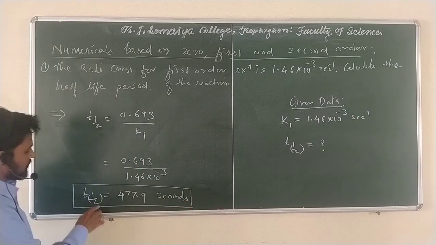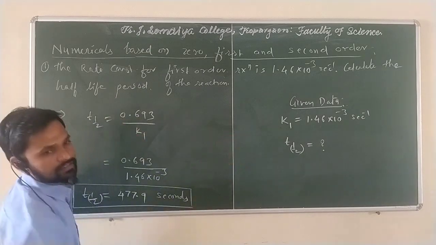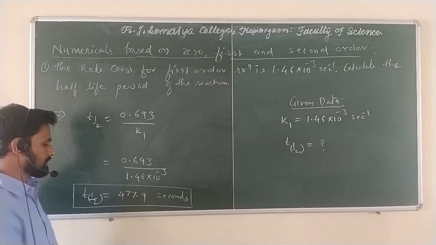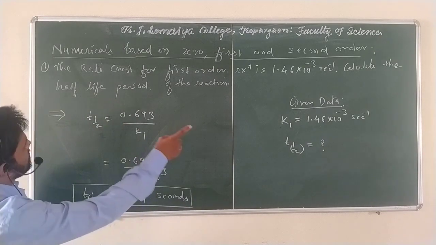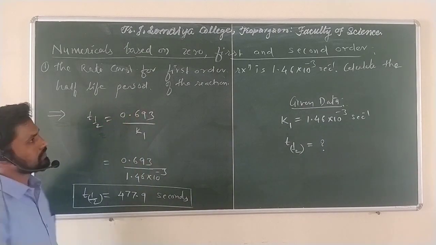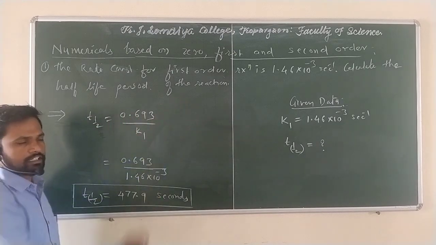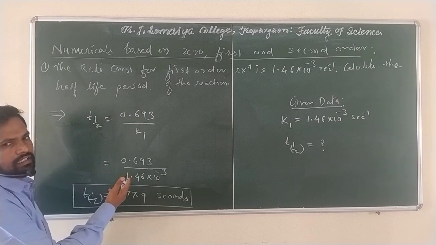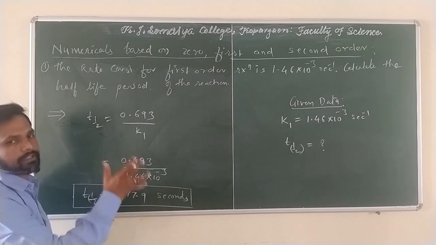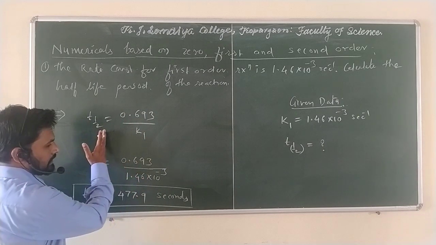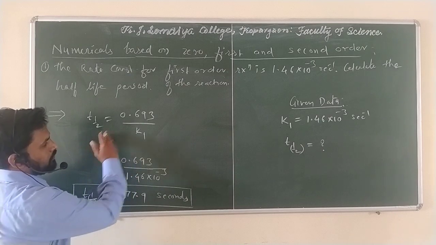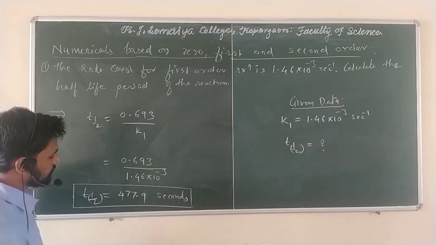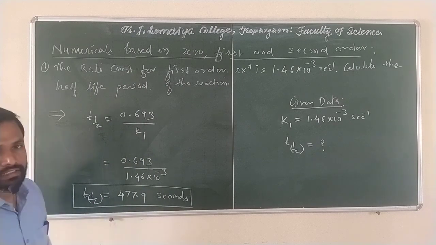Why am I writing seconds? Because the rate constant is given in units of per second. Therefore, you require 477 seconds for completing this half-life period. Means a simple reaction is going on, the rate constant is given, and you have to calculate T half, that is 50%. Initially 100 molecules are taken. You calculate the time for completing 50 of the initial concentration. That is nothing but the T half we calculated, 477 seconds.